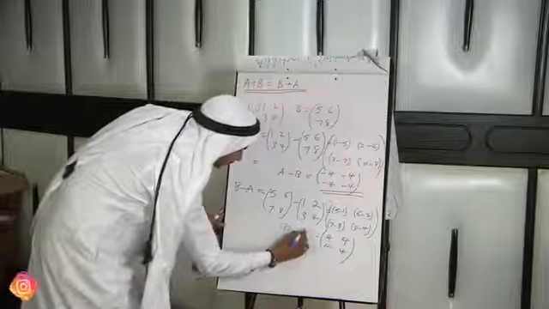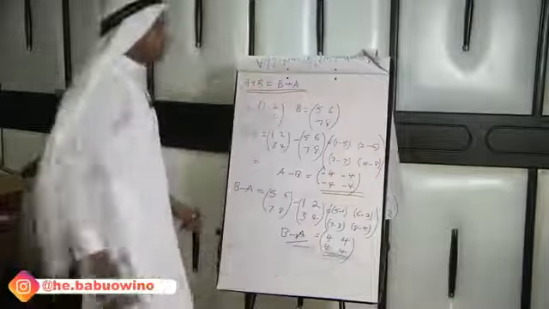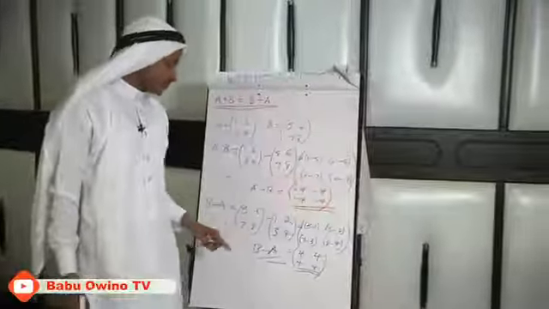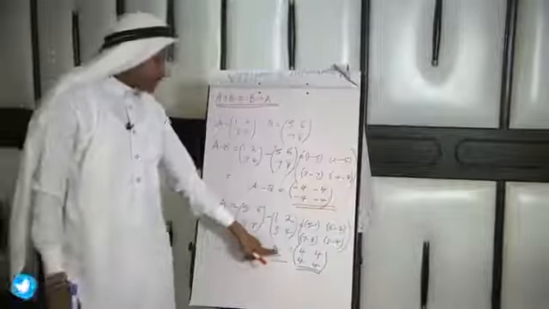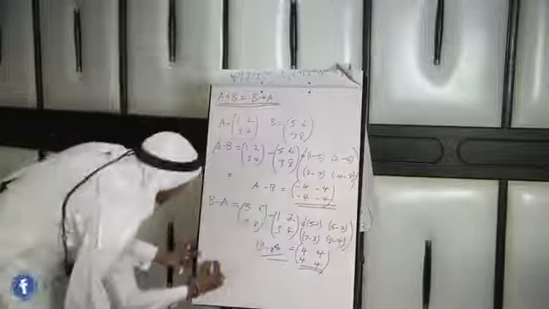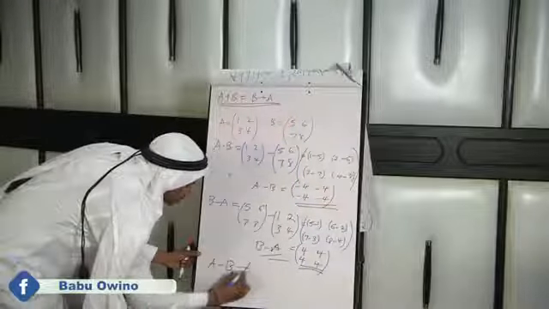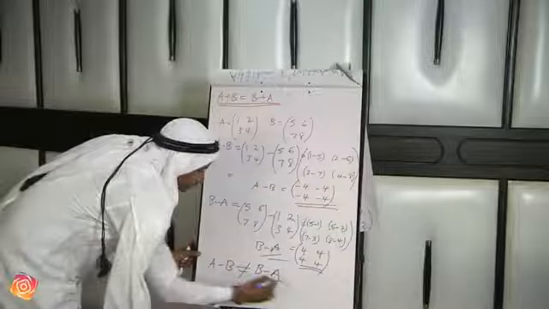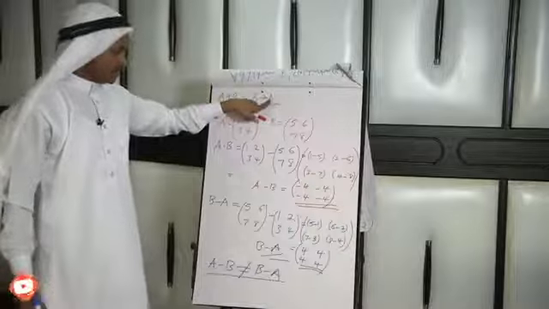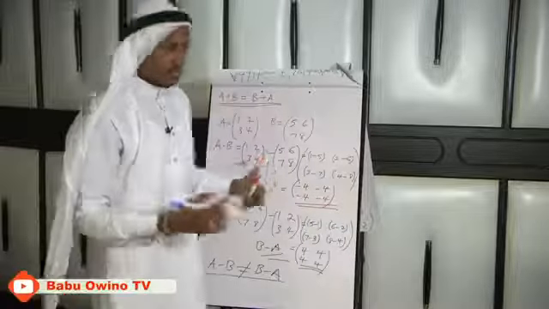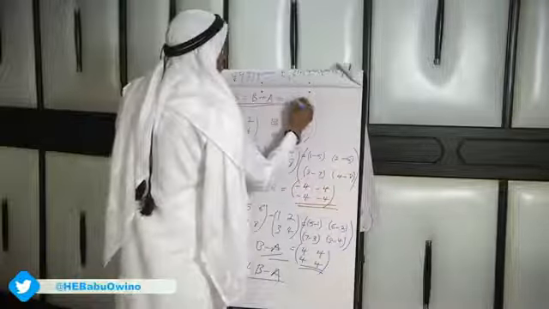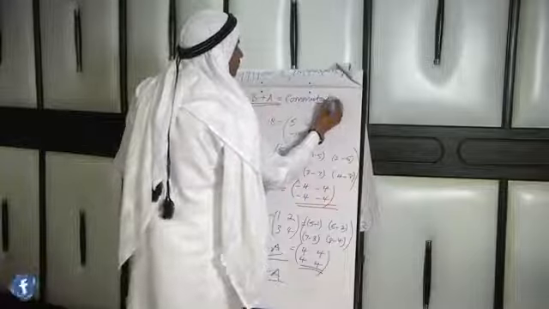This is B minus A. So class, you note that A minus B is minus 4, minus 4, minus 4, minus 4, while B minus A is 4, 4, 4, 4. Therefore, we conclude by saying that A minus B is not equal to B minus A. Remember, we said A plus B is equal to B plus A. So the moment you add matrices, you say that in addition of matrices, they become commutative.